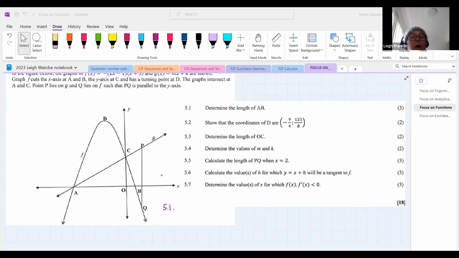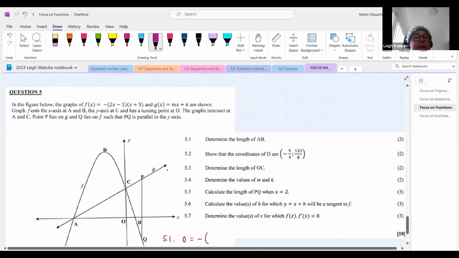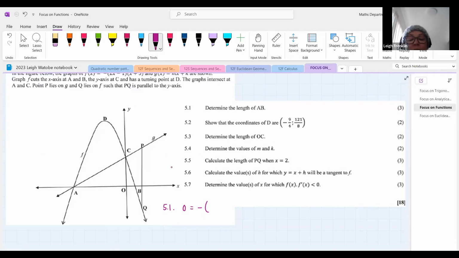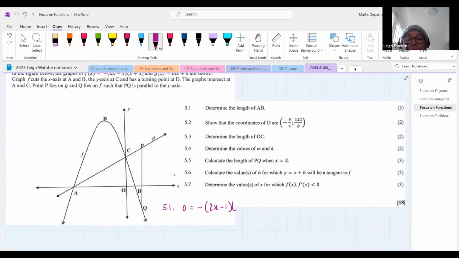Okay, so we're going to make y equal to 0. So 0 equals, and we've got our negative on the outside, and then we've got 2x minus 1 inside brackets. And then here we've got x plus 5. Okay, am I going to multiply the brackets out?